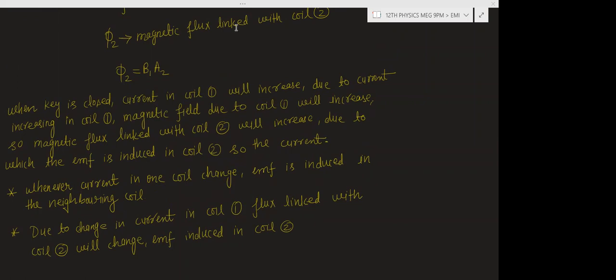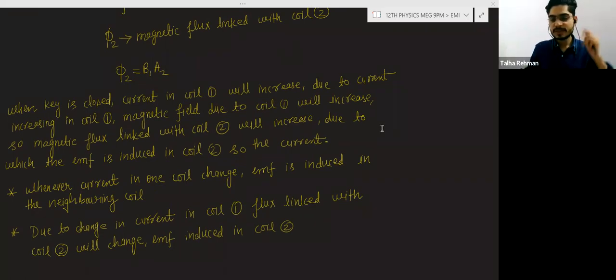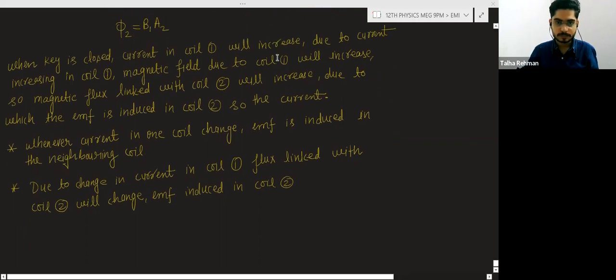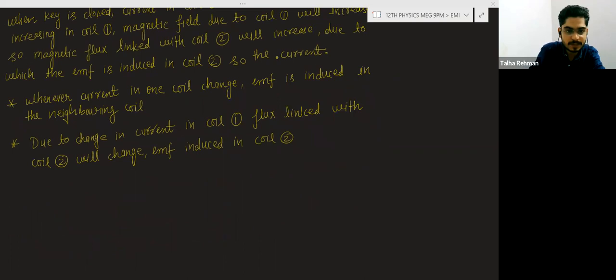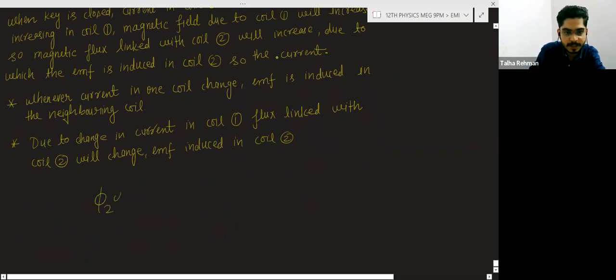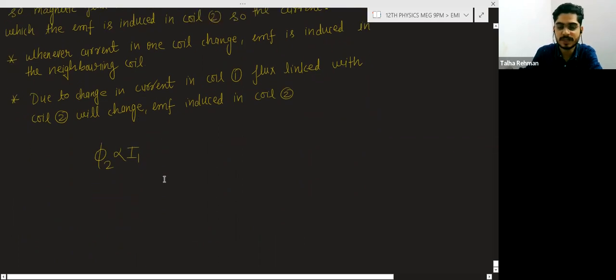Okay, now I'm moving on. So this is the mutual induction, meaning that due to one coil, there will be an induced EMF and an induced current in the other coil. So now, what is the basic thing here? The flux in coil 2 is directly proportional to the current in coil 1, because if you increase the current in coil 1, the flux linked with coil 2 will increase or decrease accordingly. Okay.